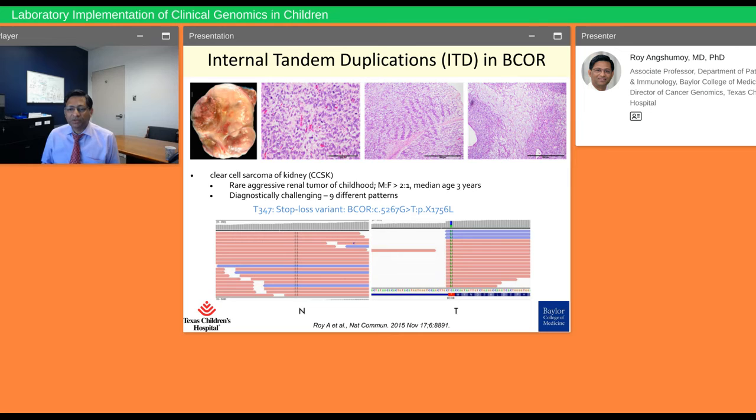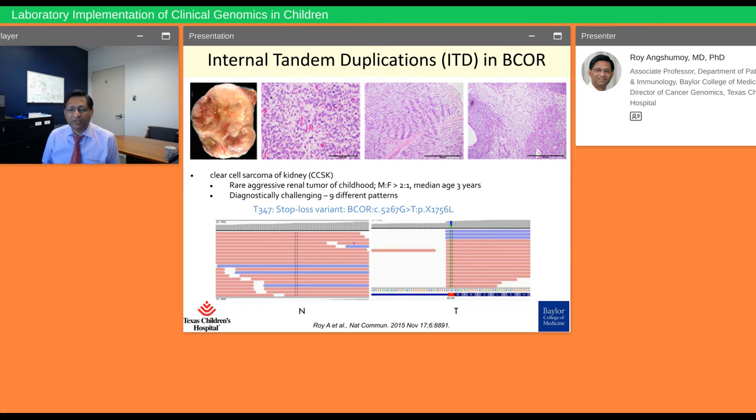This is an old story. We published this in 2015, along with several other papers coming out from different parts of the world at the same time. This is in clear cell sarcoma of kidney, which is a fairly aggressive renal tumor of childhood. These tumors arise in the kidney and often cannot be easily distinguished from a different type of tumor called Wilms tumor. And Wilms tumors often do fairly well, whereas these tumors, if not treated very aggressively, can lead to a very poor outcome.